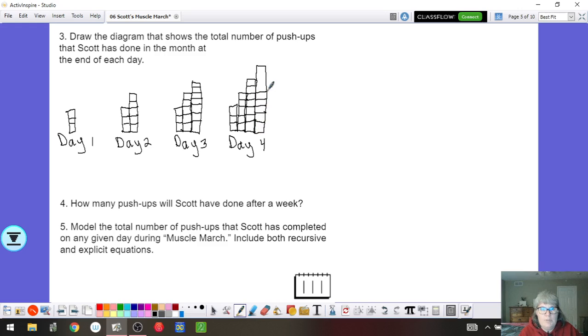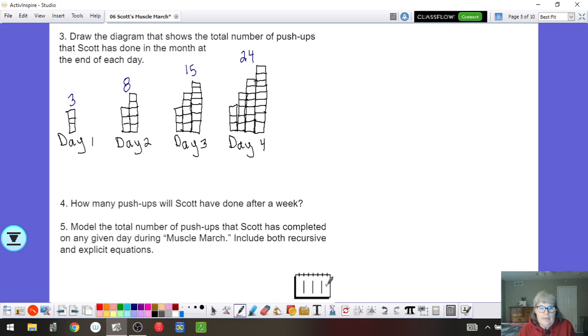And we could probably keep drawing this pattern, but it would be a little difficult to do so. So let's just see if we can see any sort of pattern here. We know we have 3 from day 1, then we have 3 plus 5, so 8 on day 2. 3 plus 5 plus 7 is going to be 15. And then we have 3, 5, 7, 9. So 15 plus 9 is 24.